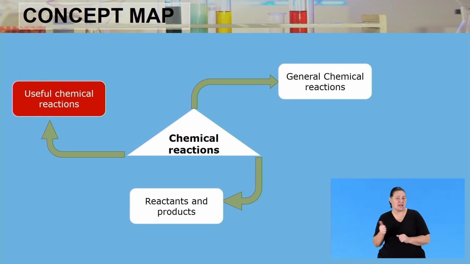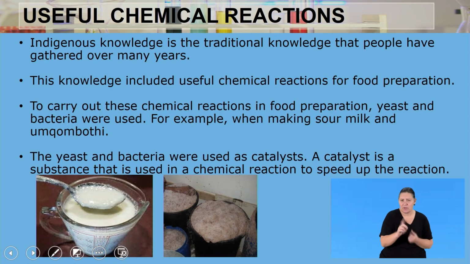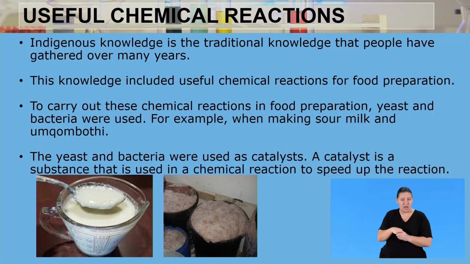Now, moving on to our next item, which is the useful chemical reactions that we're going to be talking about here. What are they? What do they help us with? And how do we know that a reaction is useful to us? Number 1, indigenous knowledge is the traditional knowledge that people have gathered over many years. They use that knowledge to form something from the indigenous practices. This knowledge includes useful chemical reactions for food preparation. Now, which food preparation are we talking about? We'll see.